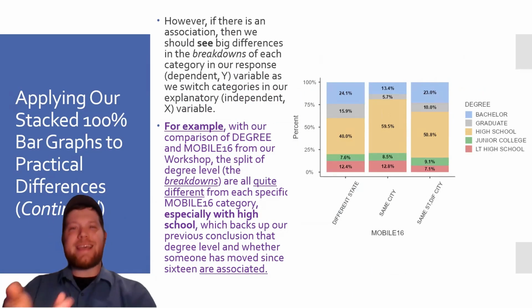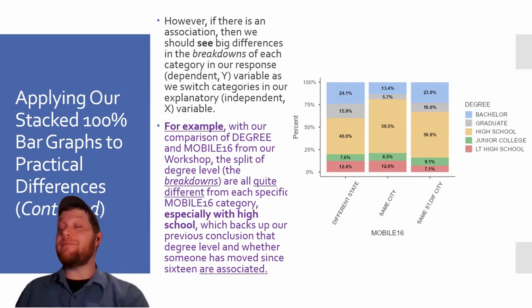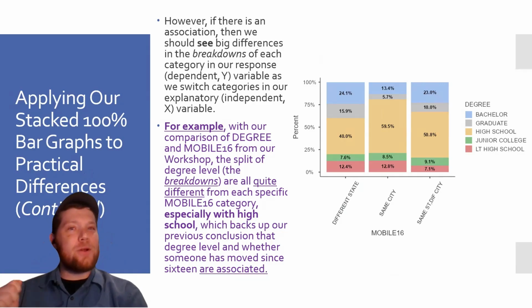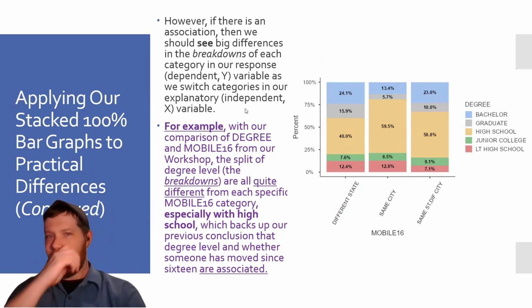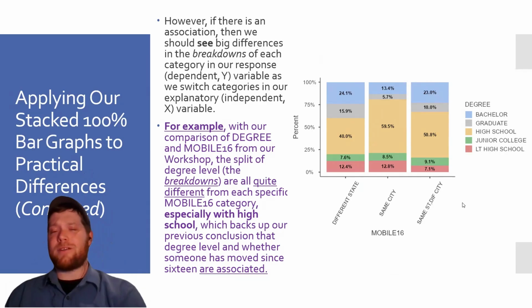But let's say I use the degree being explained by the mobile 16 variable that we talked about in the workshop. If there is an association, if there's a relationship, we're going to see big differences in the breakdowns of each of these categories as we sit in different categories of the independent x variable. Here are all the breakdowns, the categories over that variable, that contingency table we used for degree in mobile 16.